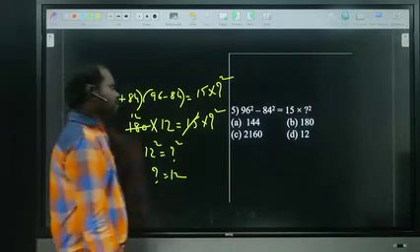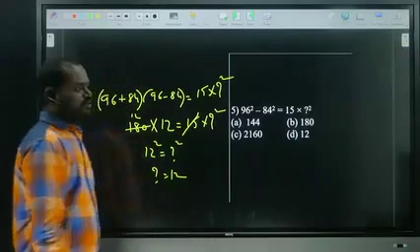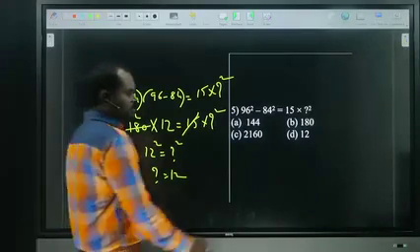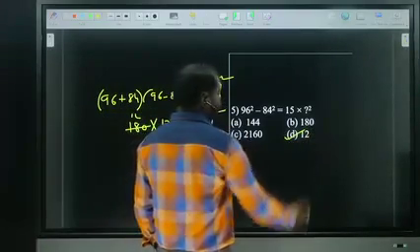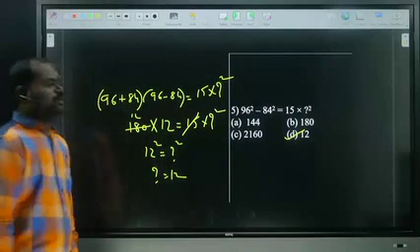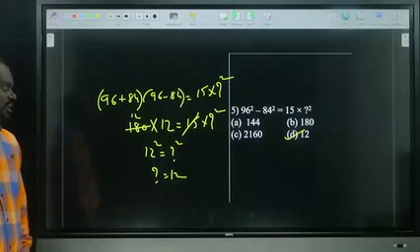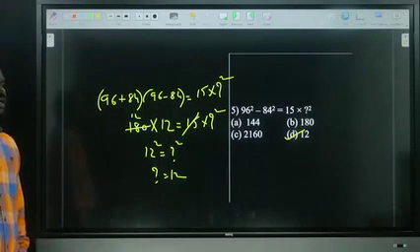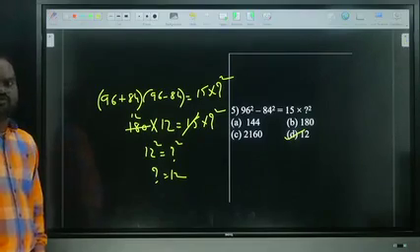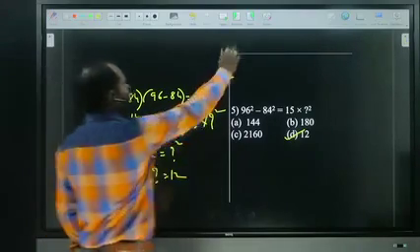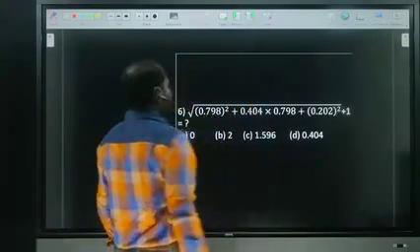Right, ma? It's not 144. Option D, ma. It's not option A. Some people are giving option A, ma. It's not option A. Option D. Is it clear, ma? Answer is 12. Now try this, ma.